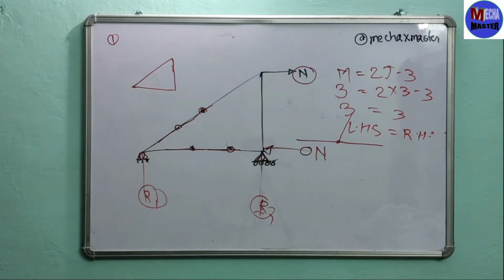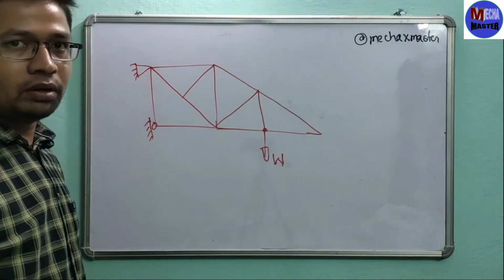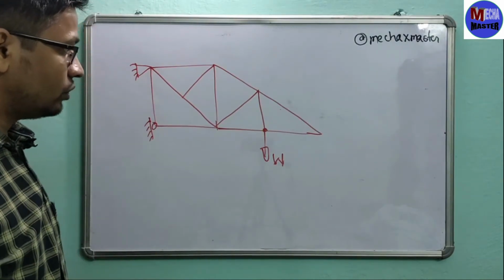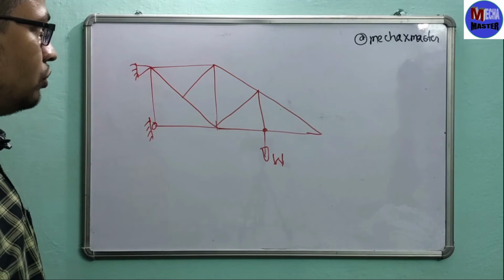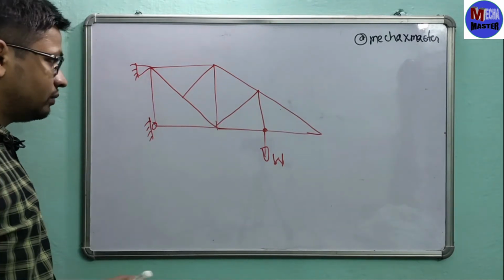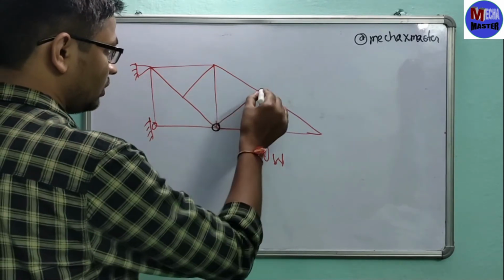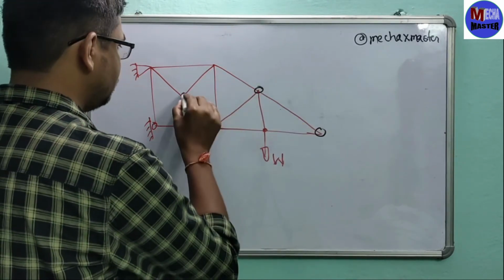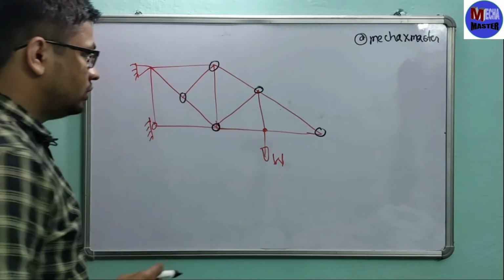Now we will take another example. Have a look at this example. First of all, you have to pay attention at the joint. So how many joints are there? There is 1 joint, second, third, fourth, fifth. Okay.